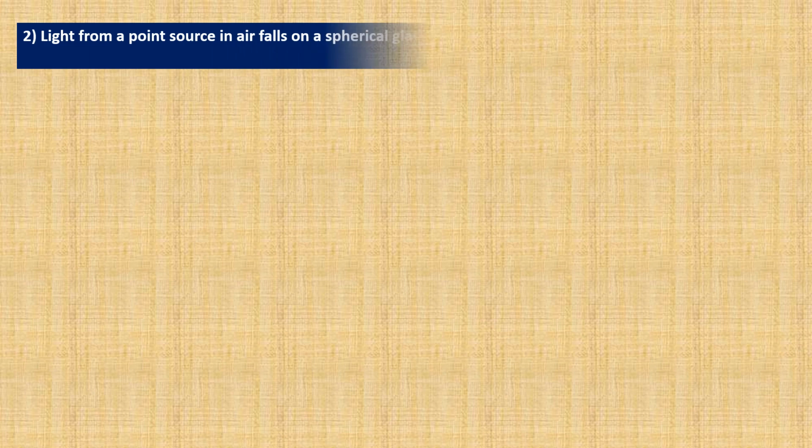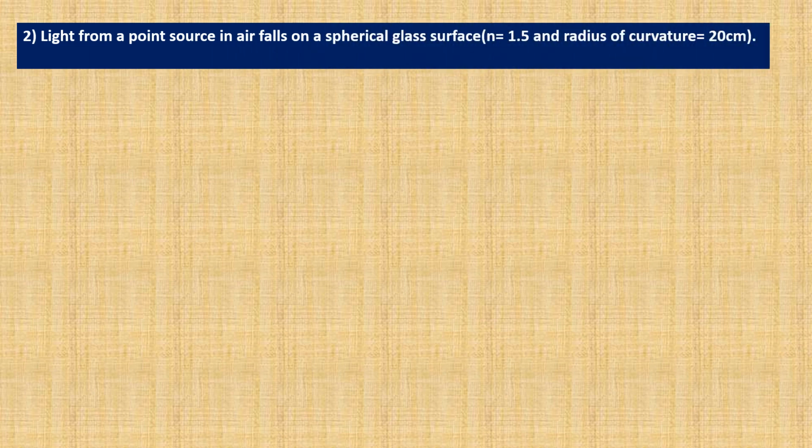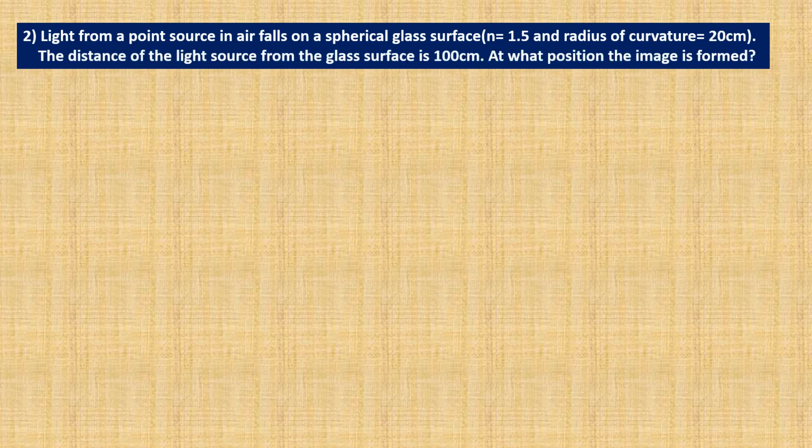Light from a point source in air falls on a spherical glass surface whose refractive index is 1.5 and radius of curvature is 20 centimeters. The distance of the light source from the glass surface is 100 centimeters. At what position the image is formed? Let us see how this problem is solved.